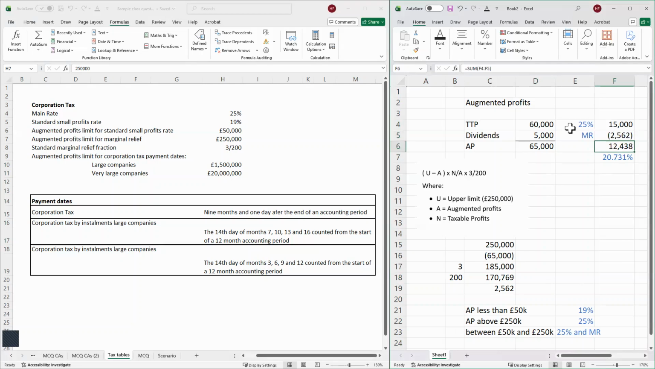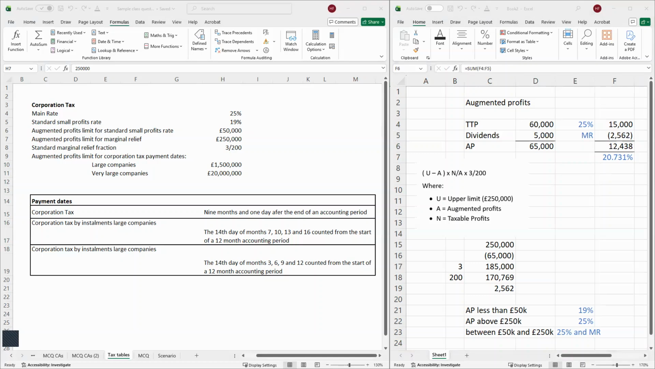We've got 25% tax on the 60,000, £15,000, and then we can deduct marginal relief and we come down to 12,438. So a blended tax rate of 20.73%. So you can see the rate here is much closer to 19%. So the closer you get to the £50,000 of augmented profits, the closer the rate will get to 19%.